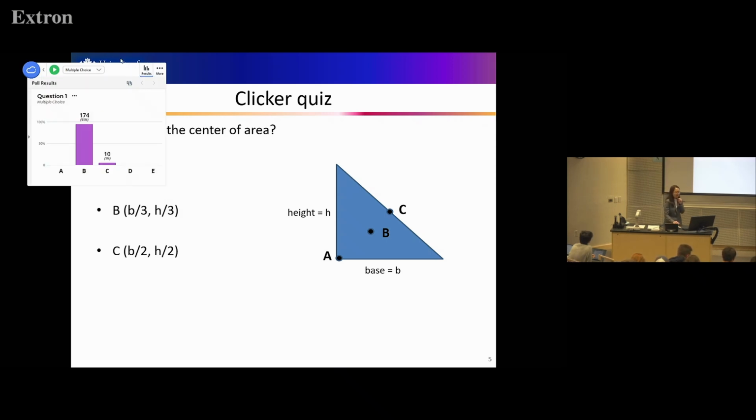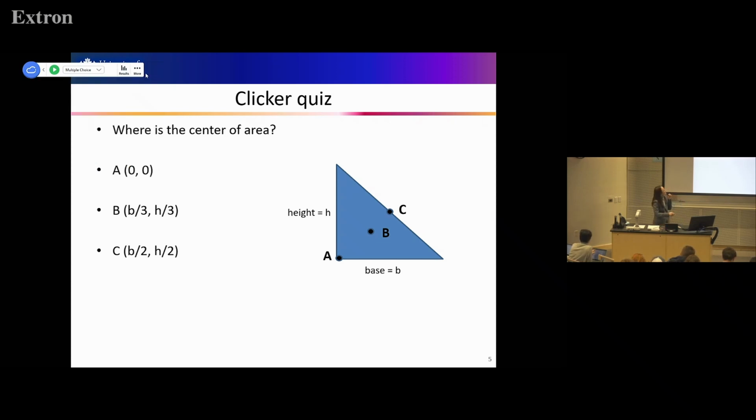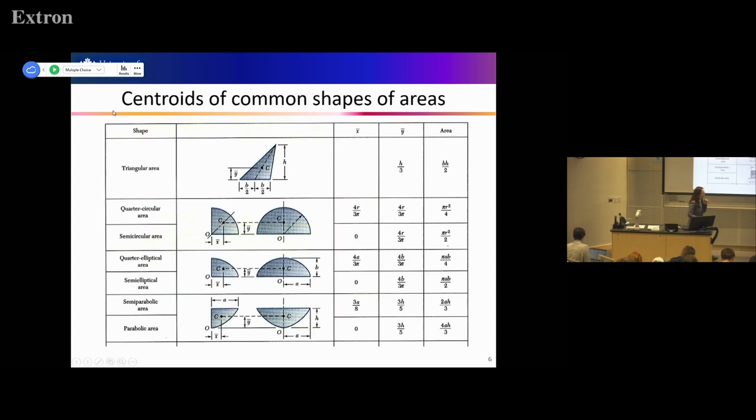Okay, predominantly B, right? So B is correct. So 1/3 B and 1/3 H is the centroid of a triangle. And then half B and half H is the centroid of a rectangle, right? So that's that. And we confirmed from this clicker quiz that finding the centroid of a simple shape is very easy.